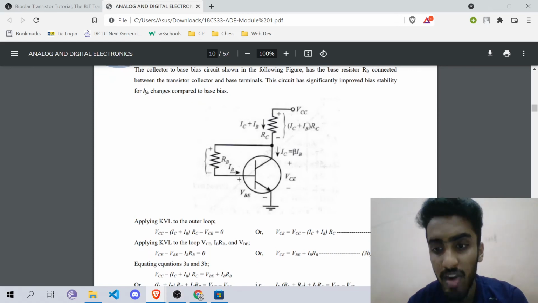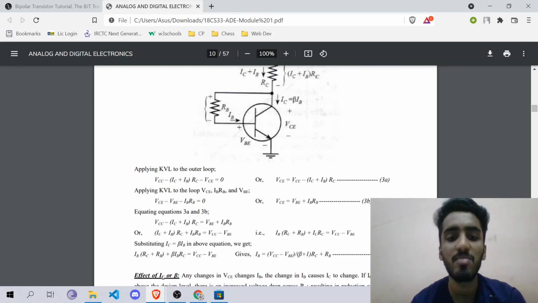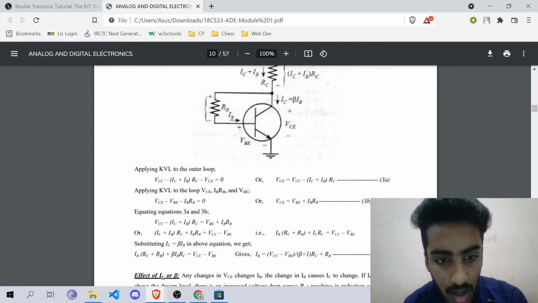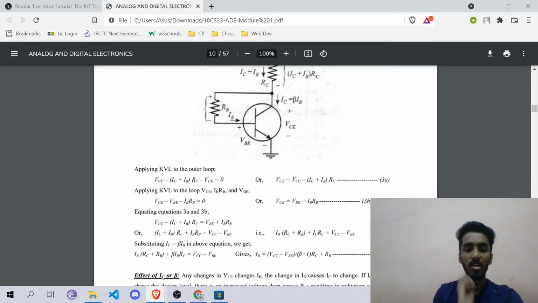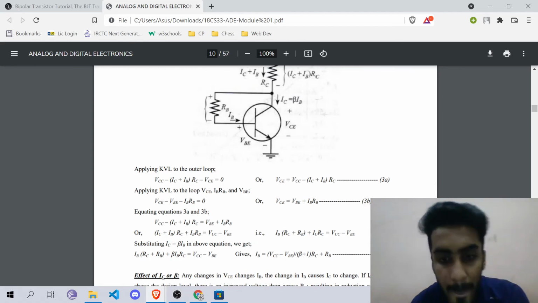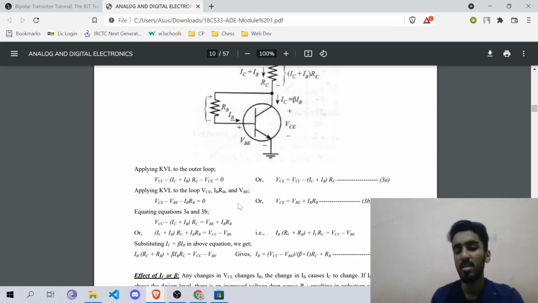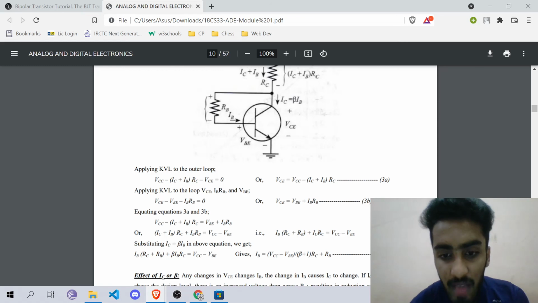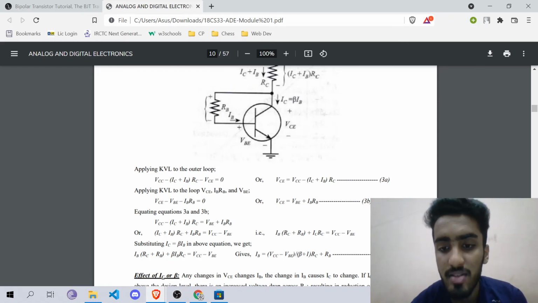Now equating both these equations, we get VCC minus IC plus IB into RC is equal to VBE plus IB into RB. Now rearranging this equation such that we get IB as the common part and substituting IC is equal to beta into IB, where beta is the current gain in common emitter mode, we get IB is equal to VCC minus VBE divided by beta plus 1 RC plus RB.